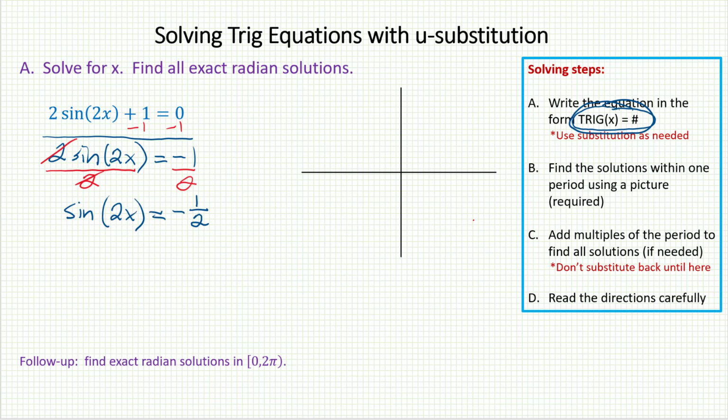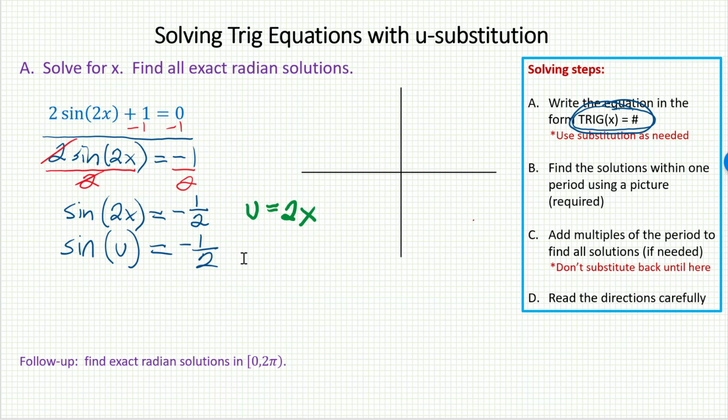Well, the solution here is to make a u-substitution. What I do is I decide to call that inner thing u. So I'm going to say that u is equal to that 2x. That allows me then to write this in the correct format: trig function, single variable, an equal sign, and a number. At the very end of the problem, we'll go back to x, but for now, we'll do our normal solving process with this equation. Sine u equals -1/2.